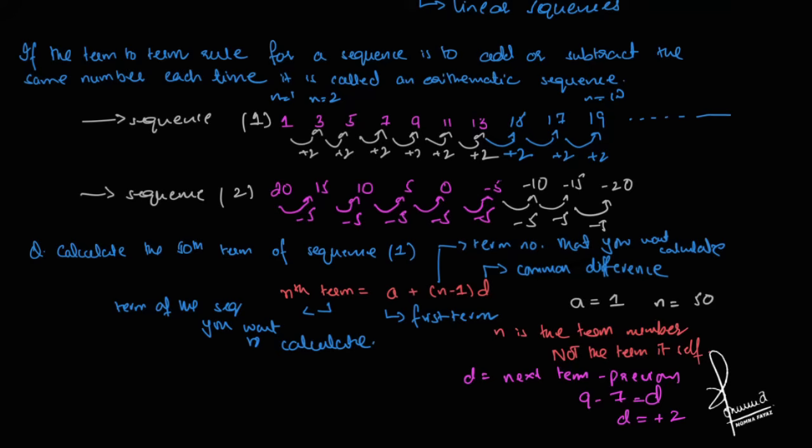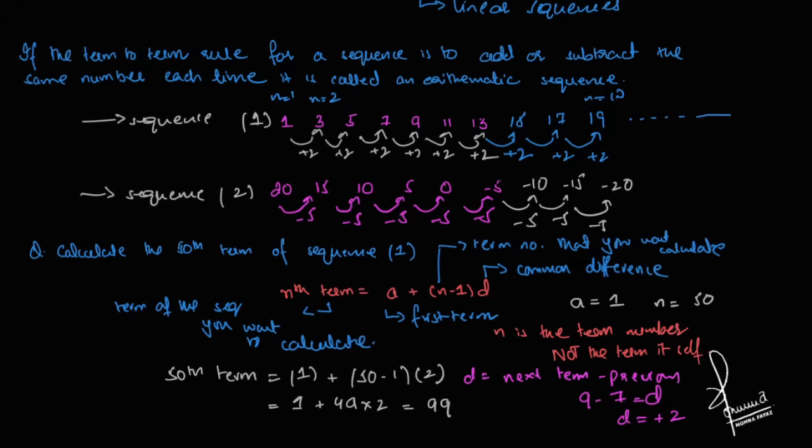So using this formula, what will this be? 50th term is equal to a, which we said is 1, plus n minus 1. What was n? 50. So 50 minus 1 into the common difference d, which is equal to 2. This will be 1 plus 49 into 2, which equals 99. So the 50th term in this sequence is going to be 99.